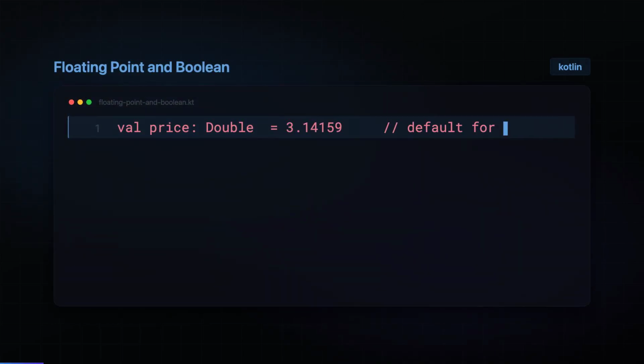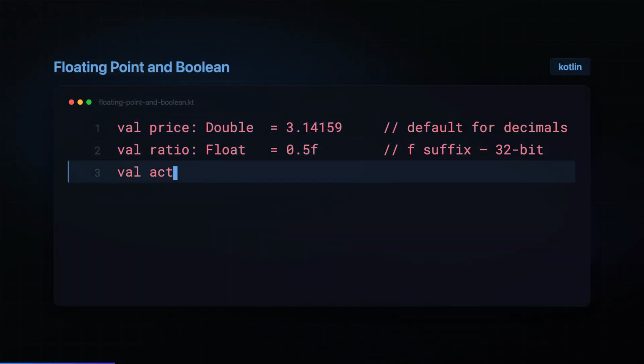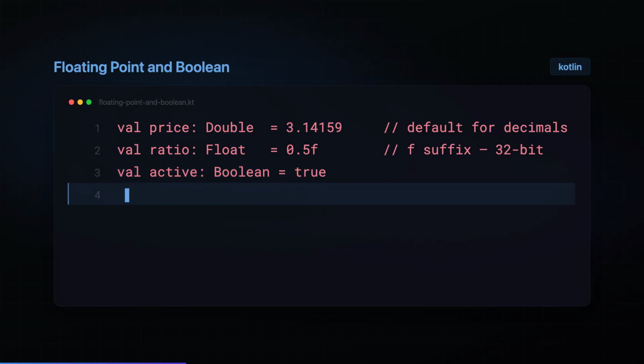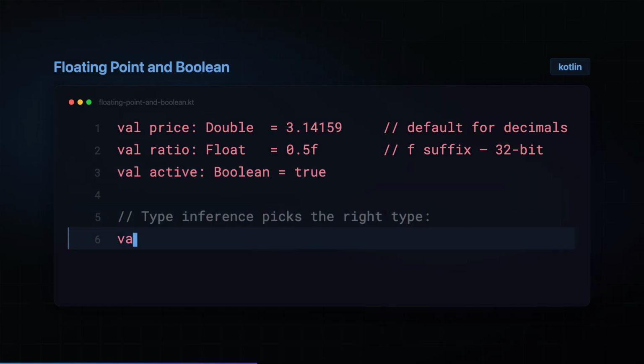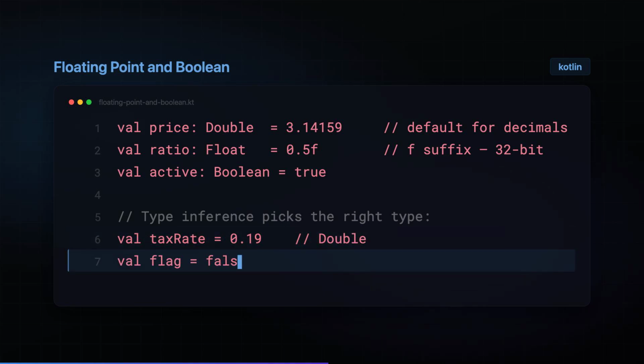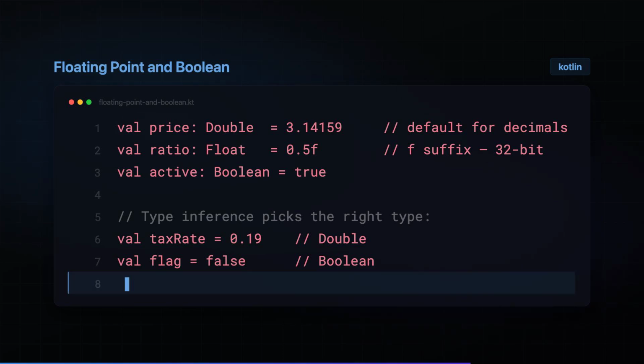Kotlin defaults to double for decimal literals. It is 64-bit and precise enough for most work. Add an F suffix to get a float, 32-bit, approximately 6 digits of precision. Boolean has exactly 2 values, true and false. Unlike Java, Boolean and Boolean? are the same type in Kotlin.